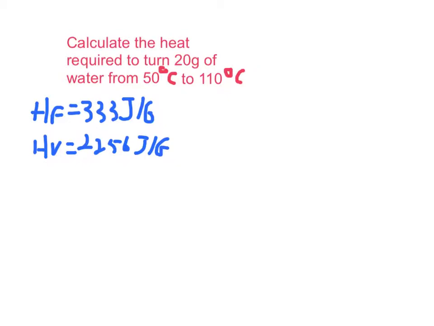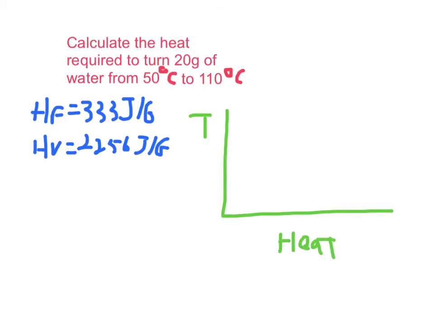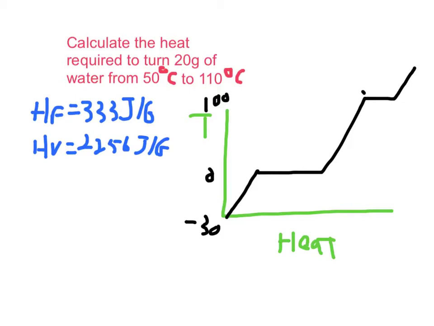It says calculate the heat required to turn 20 grams of water from 50 degrees Celsius to 110 degrees Celsius. I give you the heat of fusion and heat of vaporization numbers. When you're doing a question like this, you want to be able to draw the temperature differences. So here I have my temperature and here I have my heat. If I'm starting at 50 degrees, by looking at the chart here, this is negative, let's say 30 to 0. Then you're going from 0 up to 100, and that'll be past 100. So here will be 110.